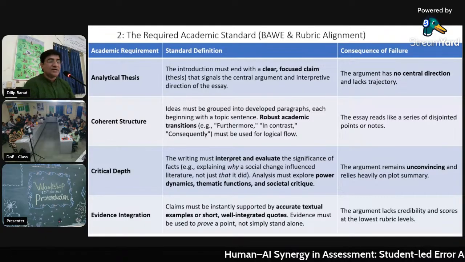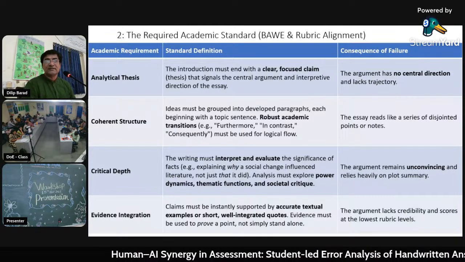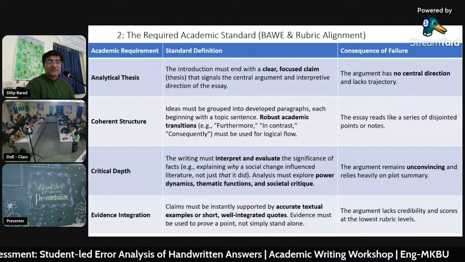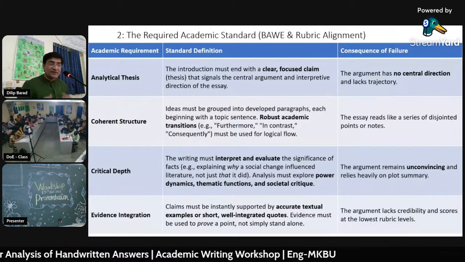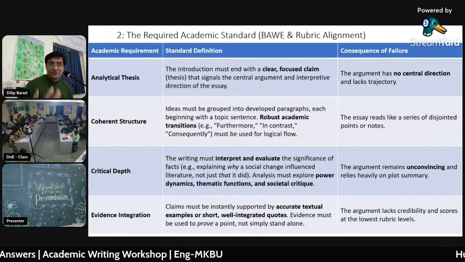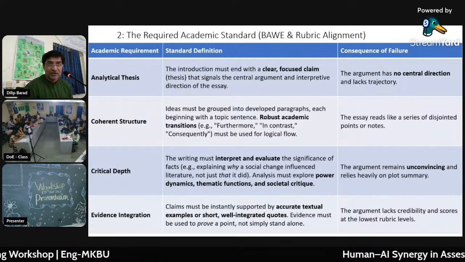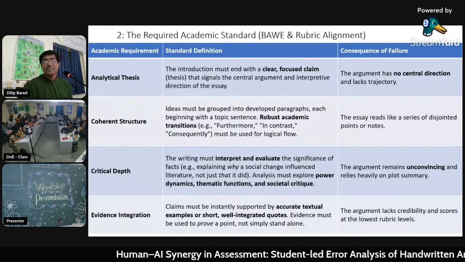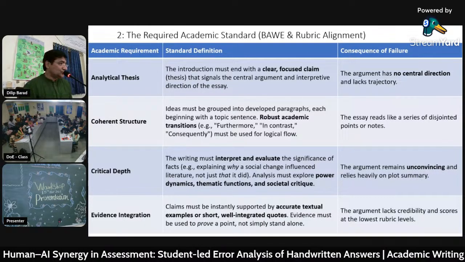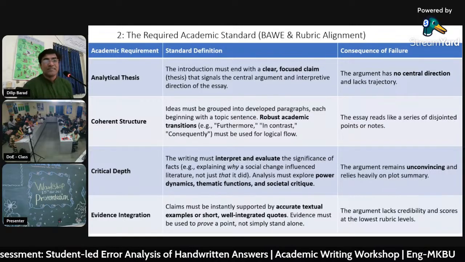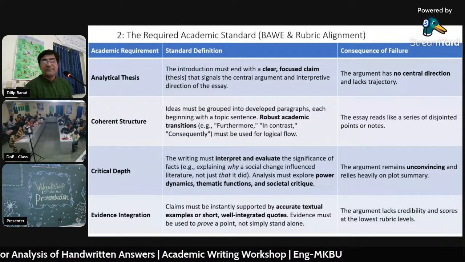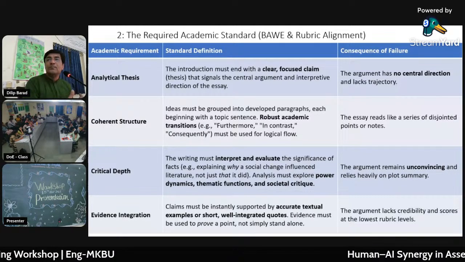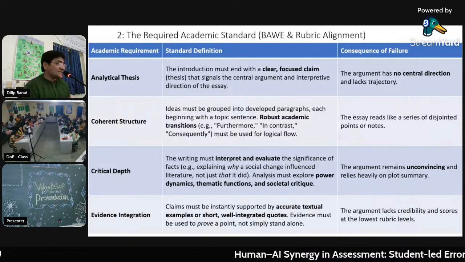the analytical part, which was lacking. Most of you also said that descriptive answers are given, but analysis is not given. So what is asked in the question is not answered, but you start talking about Jonathan Swift, about William Shakespeare, even if the question is not asking you anything about the author. Yet normally students start writing about that. So there is no central direction to the answer that you are writing. The coherent structure, critical depth, and argument remain unconvincing and rely heavily on plot summary. Summary writing is happening a lot.